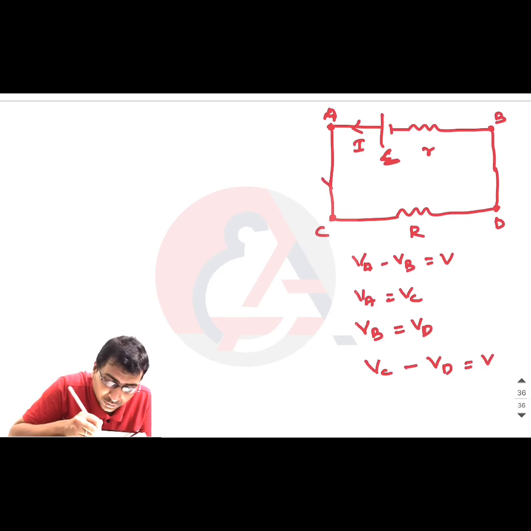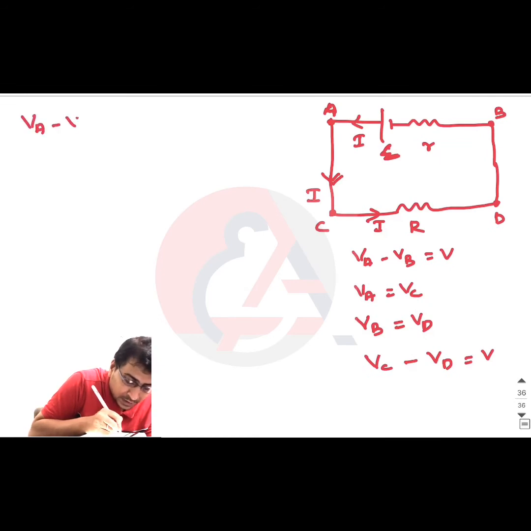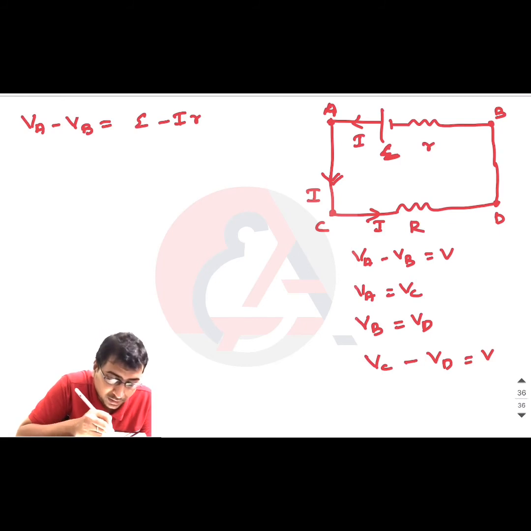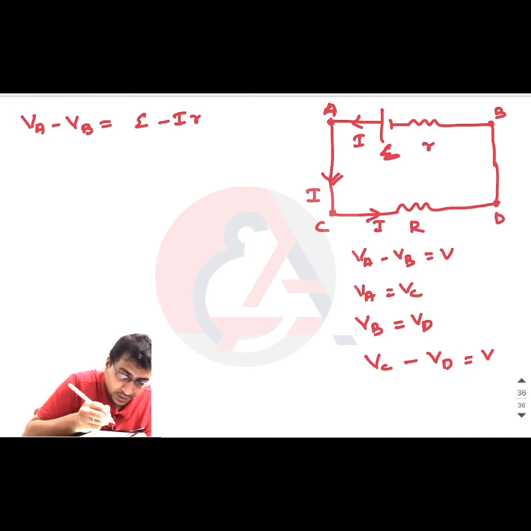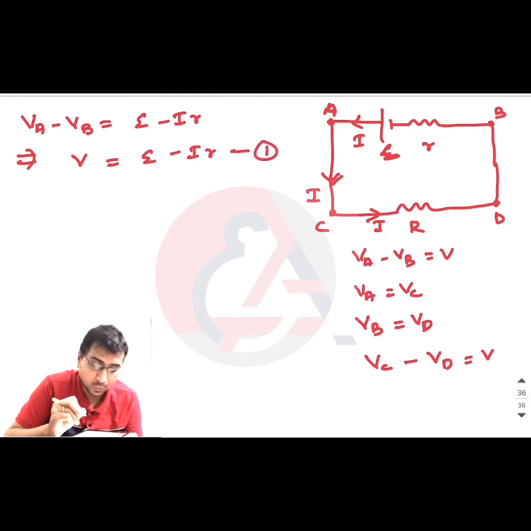So here the current that is going to flow is I. VA minus VB in this case is going to be equal to E minus I into r because here the cell is getting discharged. So let this be. So from this I will rearrange the equation and write VA minus VB, if I take it as V, is equal to E minus Ir. So what is the value of I? That we will find out. So let us take this equation as 1.